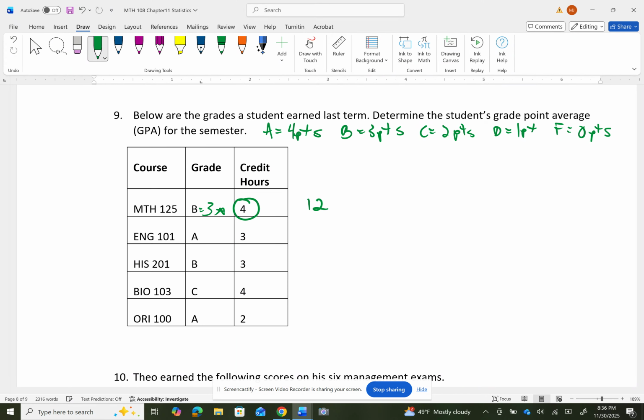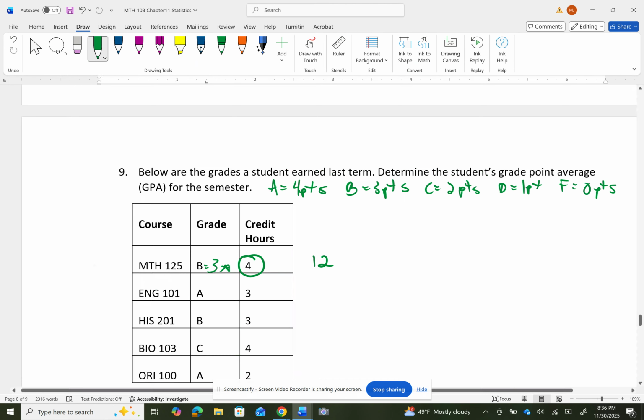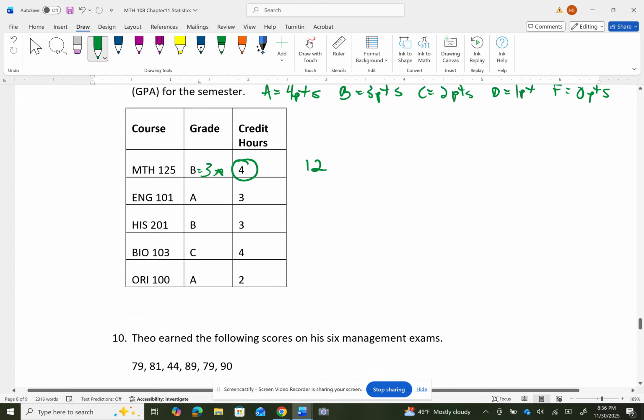You multiply. It's kind of like the example we did with the salaries at the company, right? So the A that you made in English 101 is worth 4 points, but the class was only 3 credit hours. So it still was worth 12, even though you made a higher grade, because the class was only 3 credit hours. History, you made a B, which is also 3 points, and it's worth 3 credit hours, so that gave you 9. A C is worth 2 points, but it's worth 4 credit hours, so you got 8 total for that. And you made an A in this class, which is worth 4 points, but the class is only worth 2 credit hours, so that gives you 8.